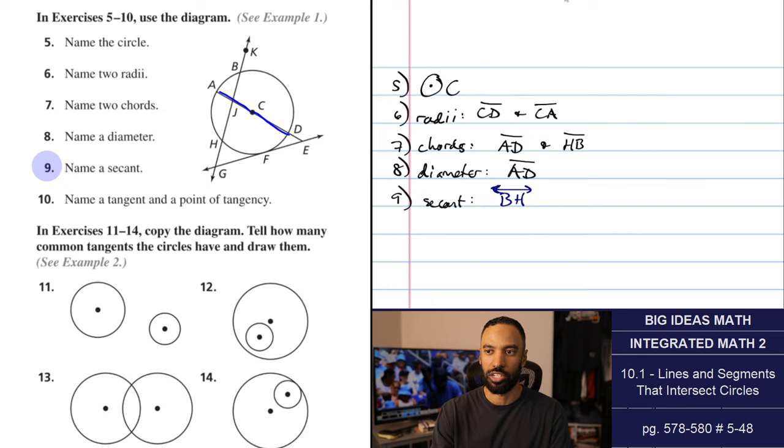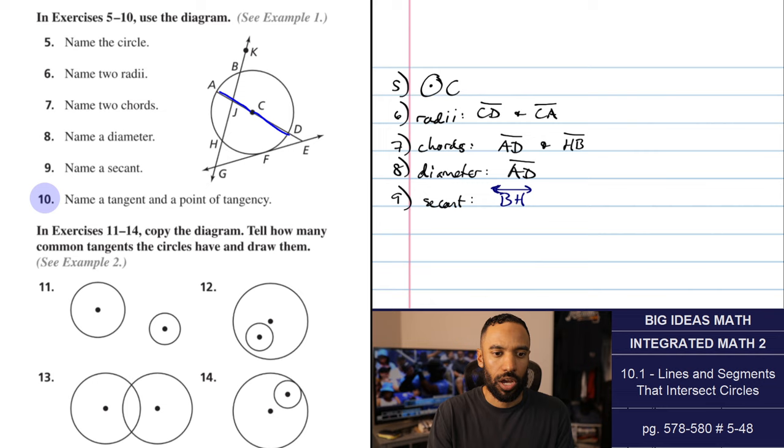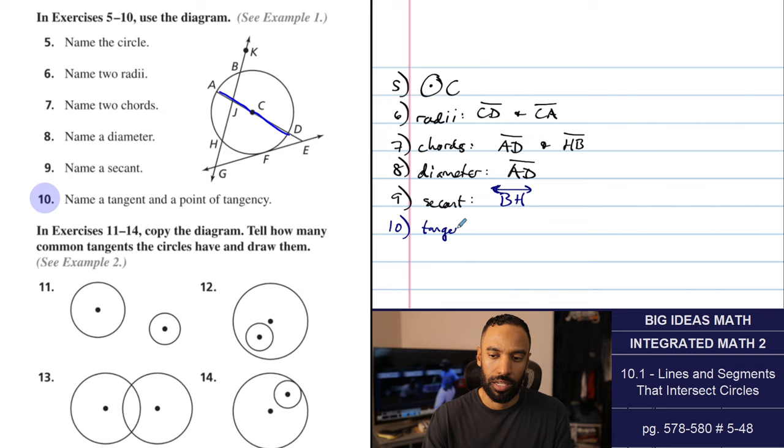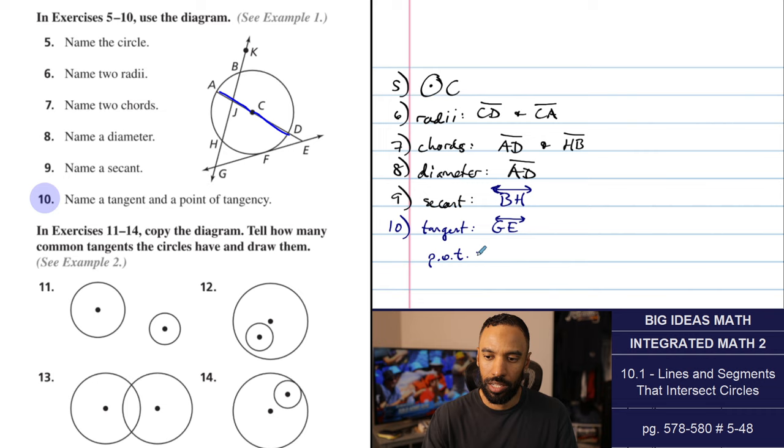Number 10, name a tangent and point of tangency. So the tangent line is this other one that's down here. And like I said, with these three letters, you can use any of those three. Let's say GE. So for tangent, line GE works. You can call it a ray or something as well. Point of tangency.